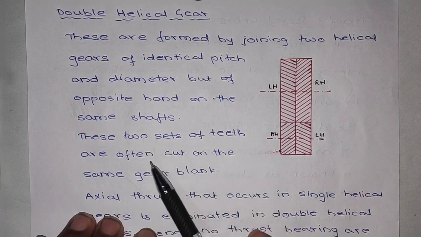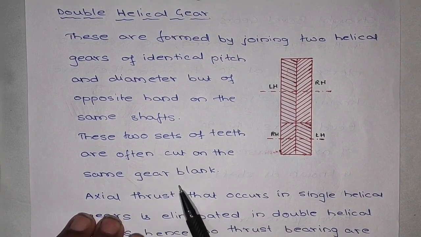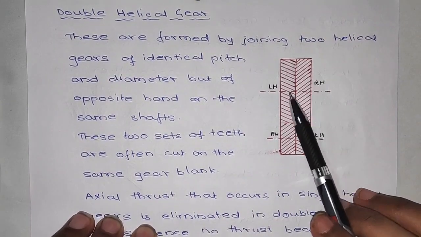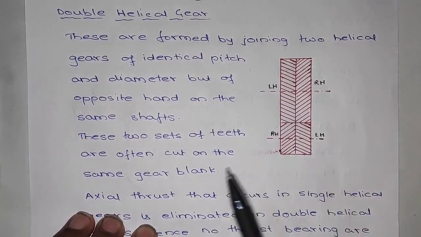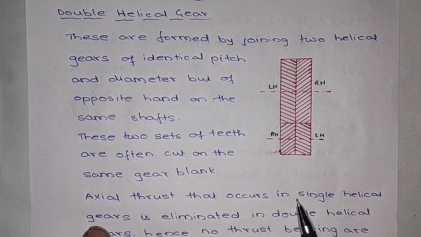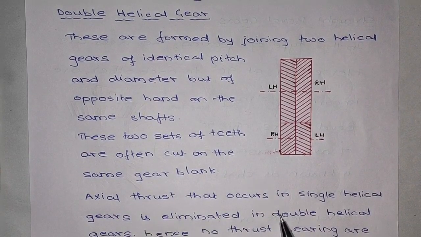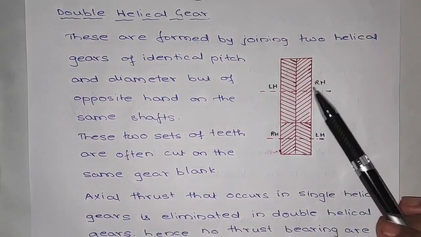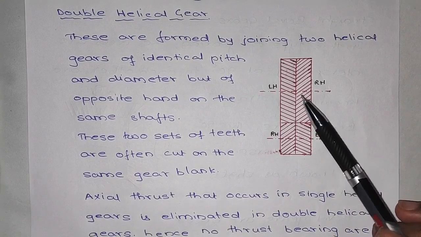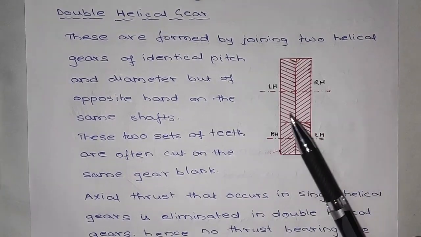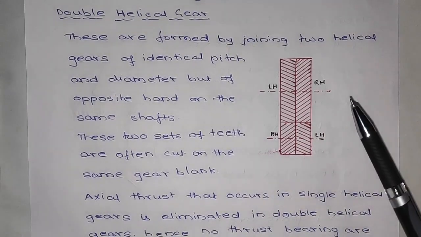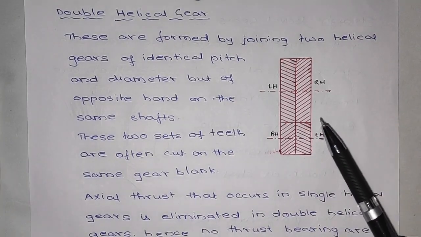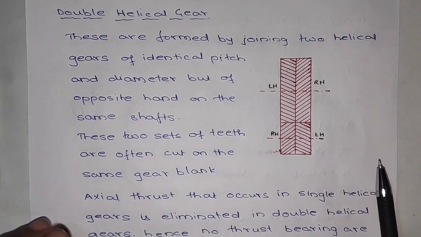So these two sets of teeth are often cut on the same gear blank. Usually the teeth are cut on the same gear blank, and it is not that two wheels are attached together. The axial thrust that occurs in the single helical gear is eliminated in double helical gears. Hence, no thrust bearings are required when we are making use of double helical gears. But if a single helical gear is used, then thrust bearings are to be used to handle the axial thrust which gets developed during working condition.